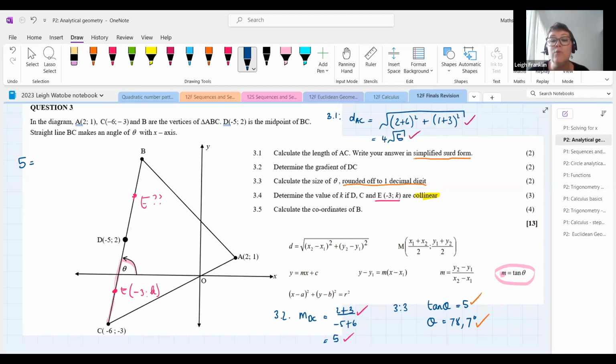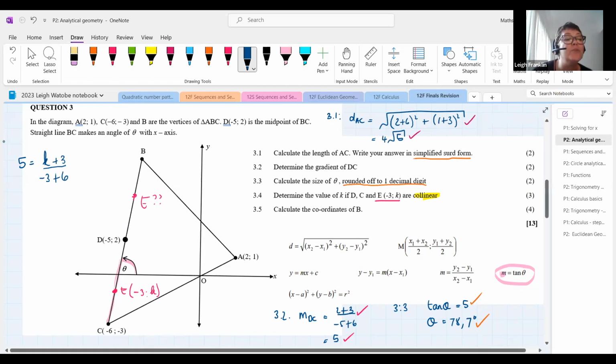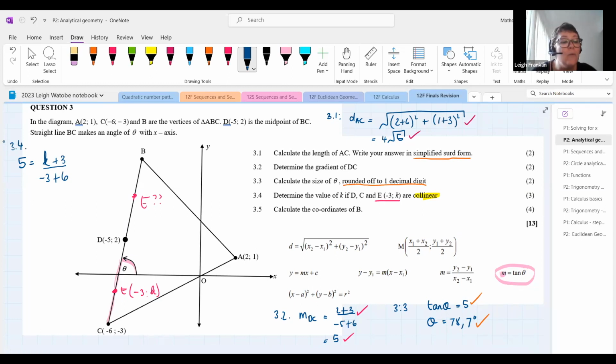Let's say I want to use the coordinates at C. So my Y coordinate at E is K. My Y coordinate at C is -3. So I'm subbing into the gradient formula. So this will become +3. Then I've got to go back here and take the X at E, which is -3, and then take the X at C, which is -6. So this will become +6, like so. And then I have subbed into the gradient formula. Sorry, I should have put here that I'm doing question 3.4. So now what I can do is simplify my denominator.